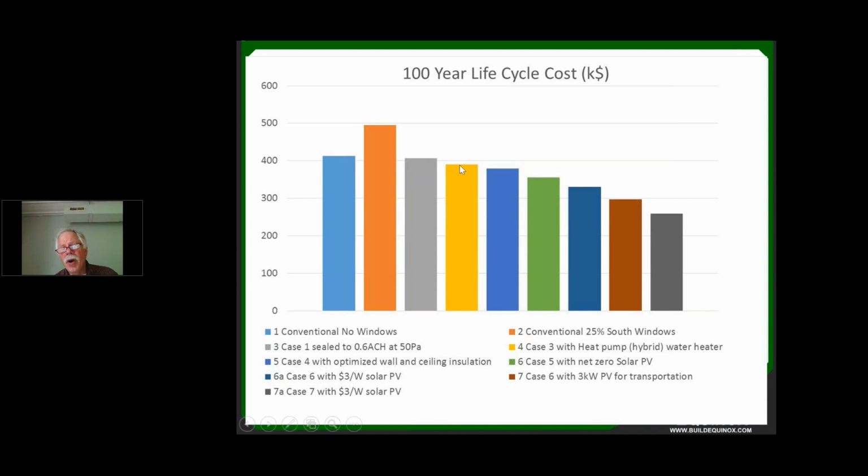Now let's add a heat pump water heater. Again, it's more expensive than an electric water heater, but we do see a drop in life cycle costs. So this is a good direction to be going. We add in optimal insulation. That's dropping our life cycle costs. So we're continuing to nick away at the overall cost of this house on a 100-year basis.